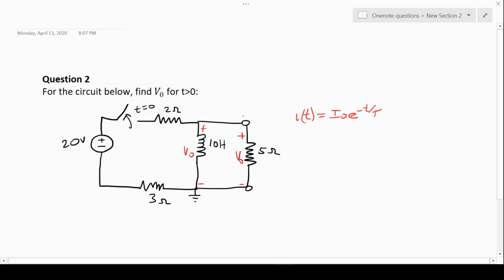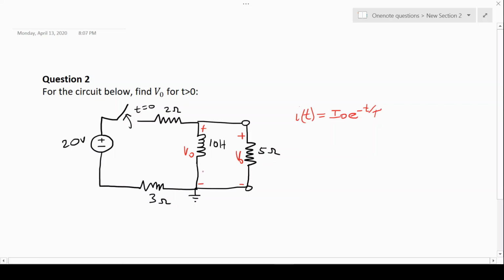Is this a source-free response? Yes, it should be, because the switch is opened at time t equals 0. So effectively this whole part of the circuit falls away at time t equals 0, leaving the inductor and the resistor. Therefore, the response would be I0 e to the minus t over tau. But how are we going to find V0? Because effectively we are looking for V0, right?